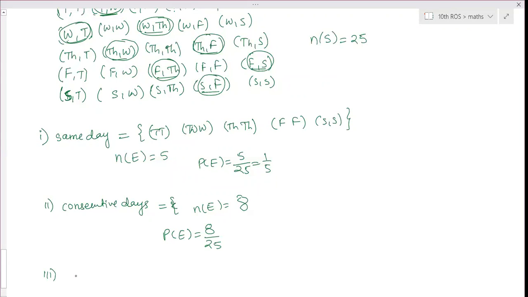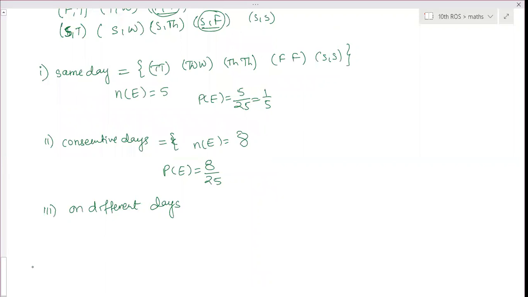And third, on different days. How do we find out the probability of different days? 1 minus 1 by 5. Yes, right. That is 4 by 5. Getting on the same day is 1 by 5, so different days means not on the same day. So not on the same day is 1 minus 1 by 5, that is 4 by 5. Clear? Yes, ma'am. This is an important question.